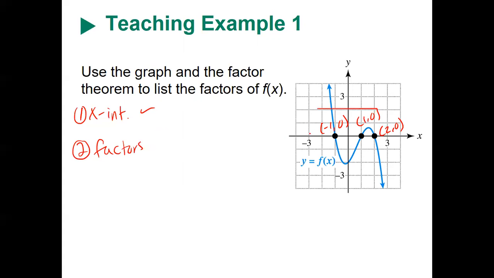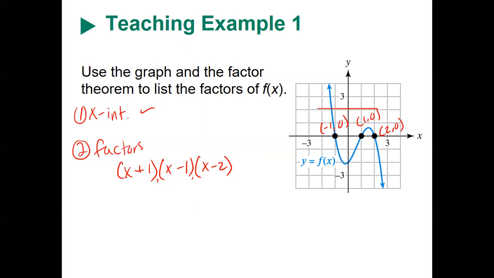So the factor at -1, where did -1 come from as a solution? It had to come from x plus 1. Does that make sense? Where did +1 come from? X minus 1. And where did +2 come from? X minus 2. So those are my factors. And that's all I want you to do right now. I forgot to put my commas.